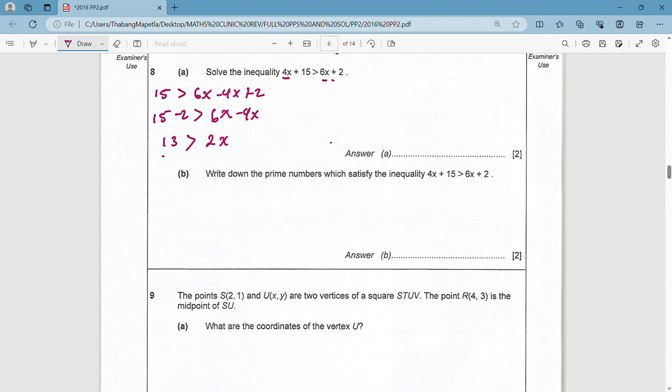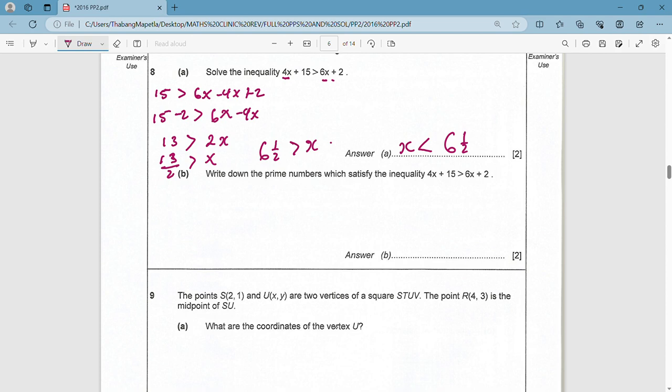Then you get that 13 over 2 is greater than x, which implies that 13 over 2 is 6. Is it 6.5? I'm not sure. 13 into 12 is 6, remember 1. Then 2 into that, it's a half. So 6.5 is greater than x. So this means that x is smaller than 6.5, or 6.5 is greater than x. So yeah, that is going to be the answer.